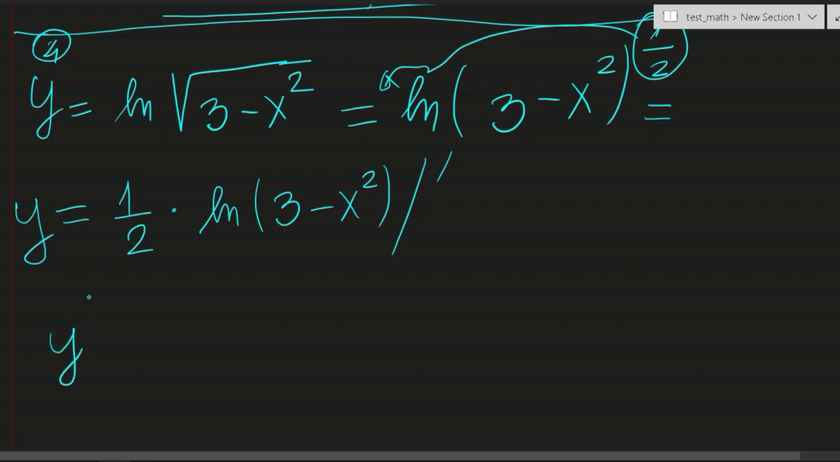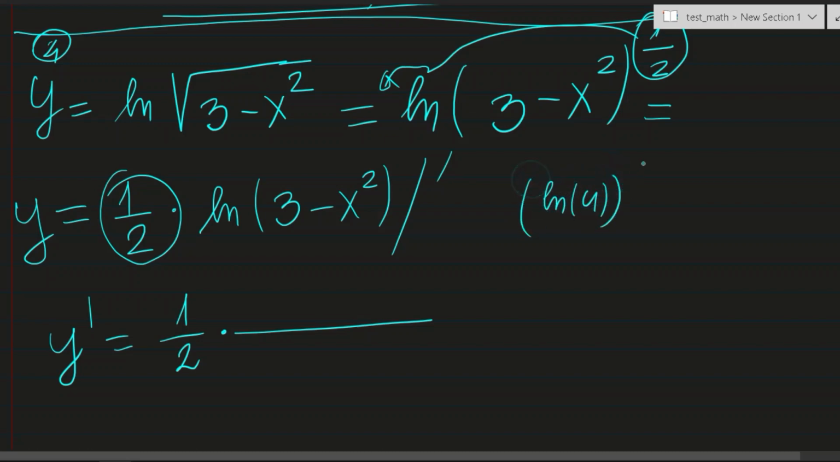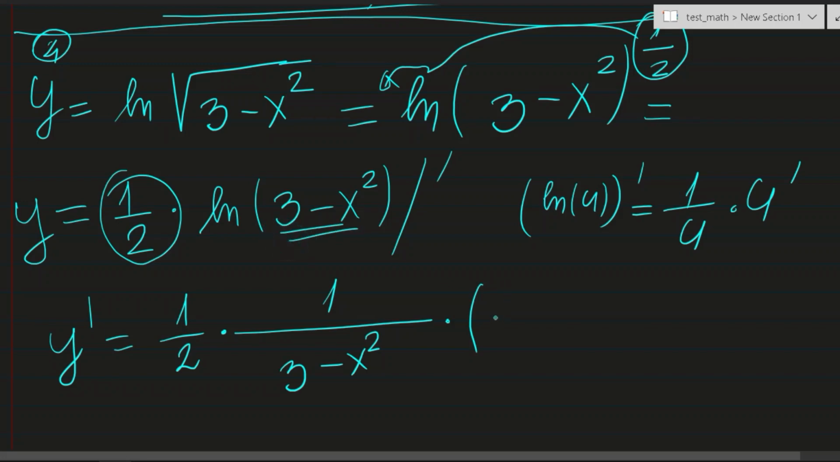We are going to use the chain rule. This is the constant. It will go outside of the function. Remember, when we use the formula ln u, we have 1 over u. This is the outside function, and the inside is u. Now we have 1 over 3 minus x to the power of 2. Now we are going to derive this inside function. We have 3 minus x to the power of 2, derivative.